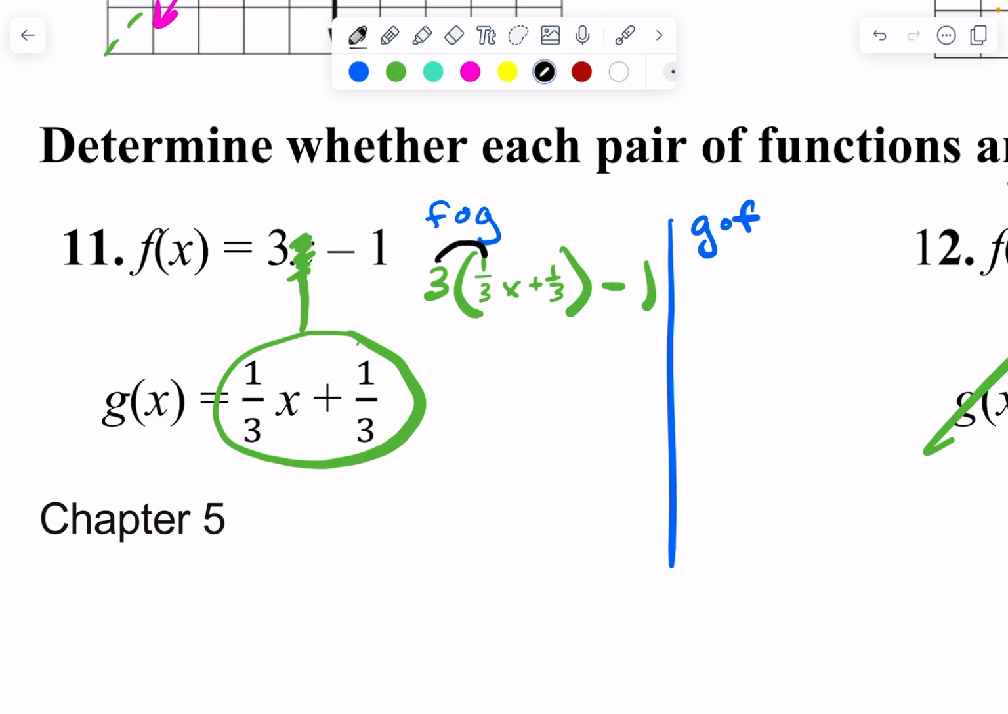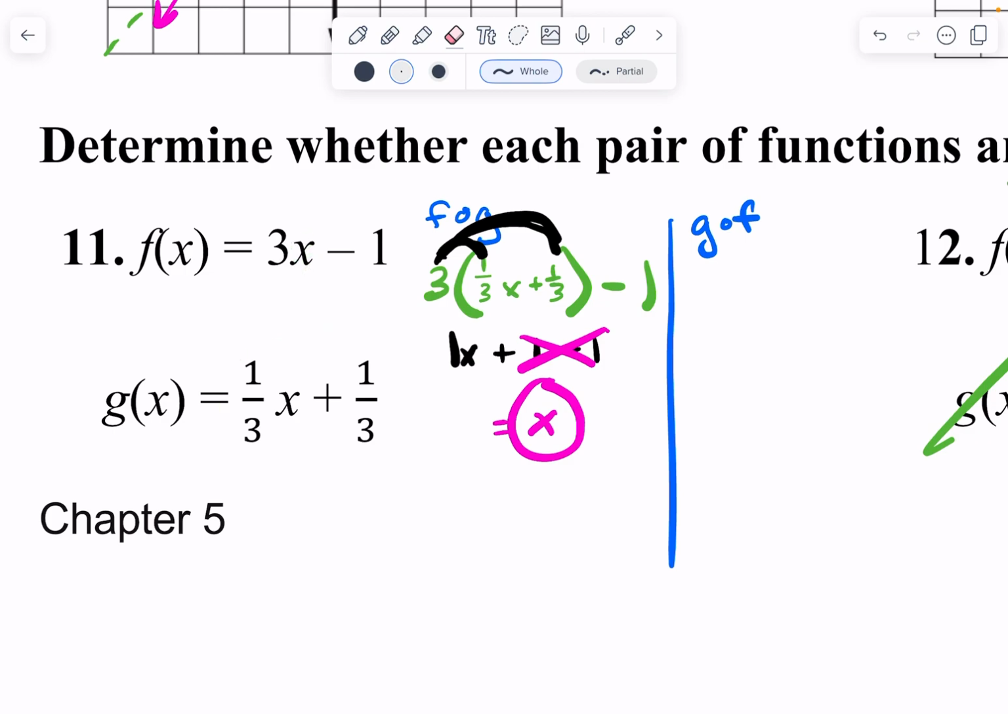And if I multiply my 3 by my 1/3, 3 times 1/3 is just going to be x. 3 times 1/3 is 1, and then I've got minus 1. Okay, so this becomes just 1 on each one. 1x plus 1 minus 1. And then the 1's will cancel, so I just have x as an answer. Perfect, okay?